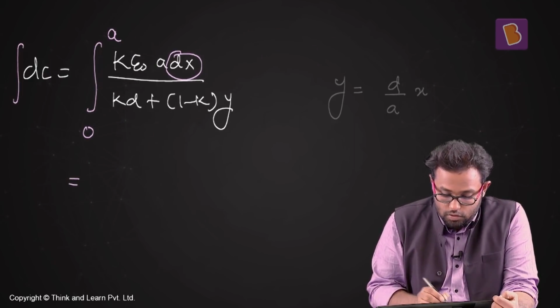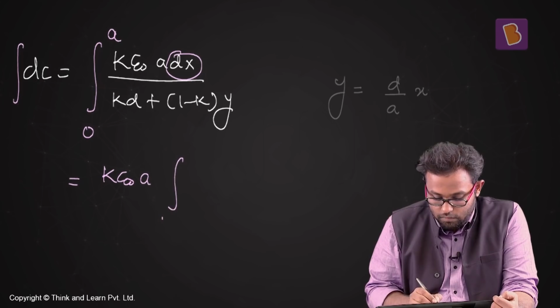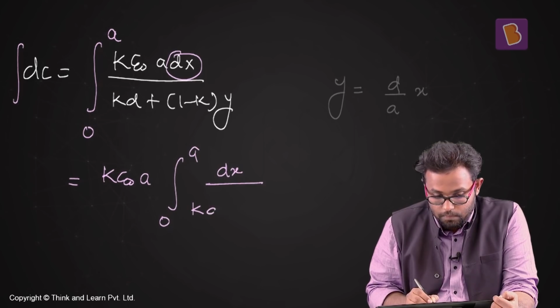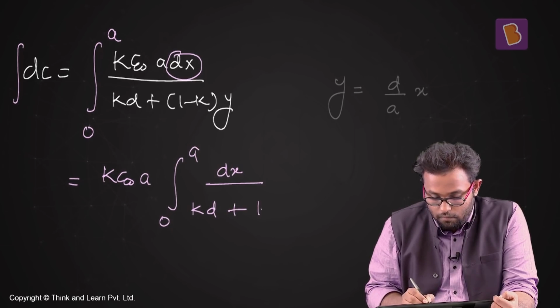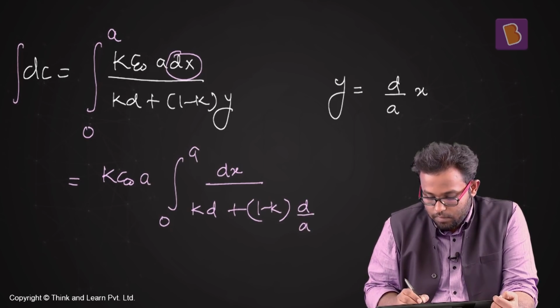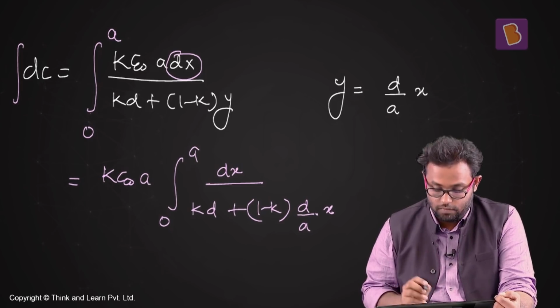So this becomes equal to, I can take K epsilon naught a as constant out, integration from 0 to a, dx I have on the top, kd I have on the bottom, plus 1 minus k, and the value of y is d by a times x. Okay, so I have written that, that's fine.